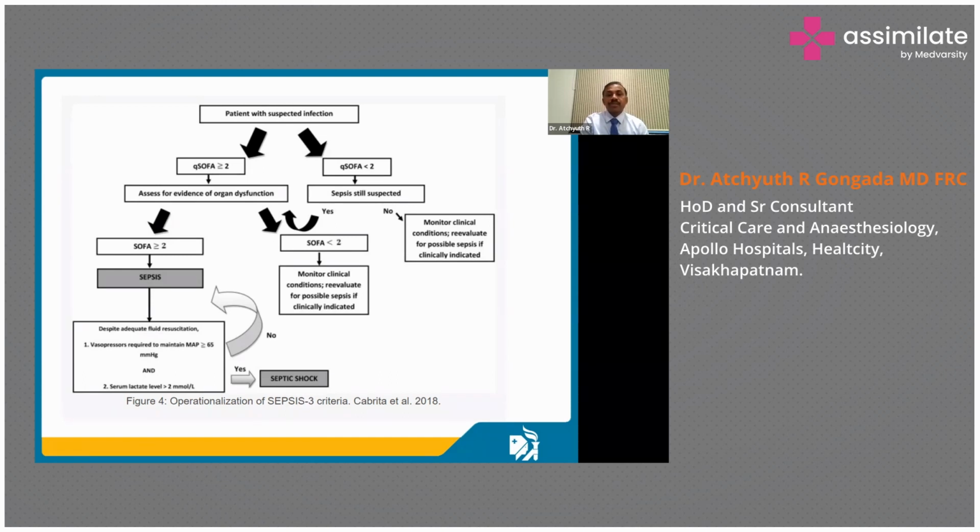If the patient's quick SOFA is less than 2 and he's still suspected, again, we need to monitor the patient continuously. Depending on the organ failures and the SOFA scores, you might decide to put the patient on a ward or on a monitored bed, like in ICU or high dependency unit.